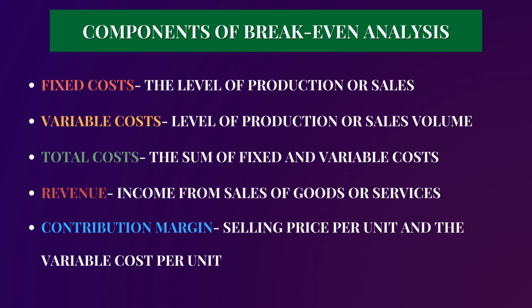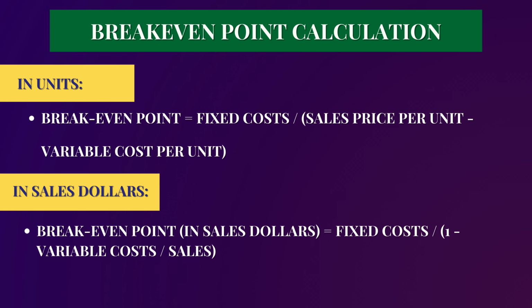Total costs is the sum of fixed and variable costs. It changes with the production volume because variable costs change while fixed costs remain constant. Revenue, which is income from sales of goods or services, is calculated as the selling price per unit multiplied by the number of units sold. Contribution margin is the difference between the selling price per unit and the variable cost per unit. It represents the portion of sales revenue that is not consumed by variable costs and contributes to the coverage of fixed costs.